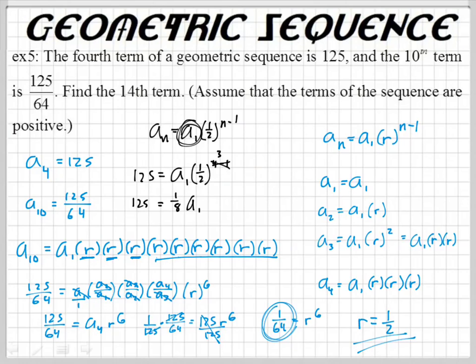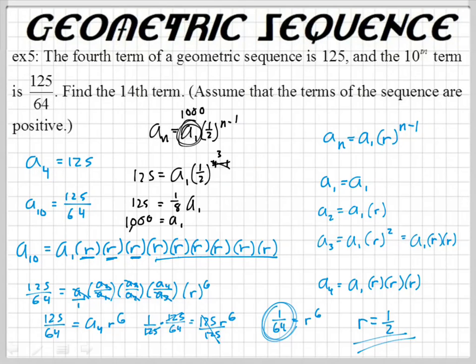How do I get rid of the 1/8? Multiply by 8. Can you guys go in your calculators and go 8 times 125 so I don't have to do the math? What is it? That's 1,000? Oh, what a pretty number. Okay, so my a sub 1 is 1,000.